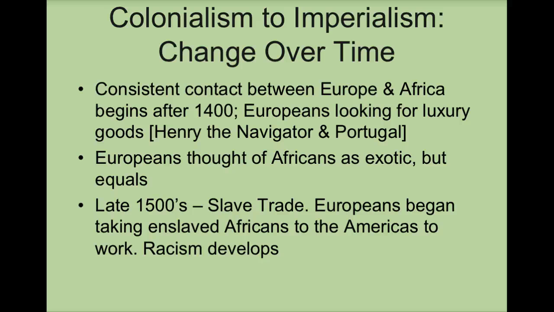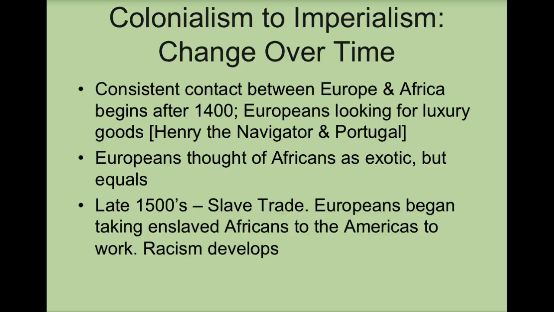In the beginning, Europeans perceive Africans as exotic. They're different. They have a completely different culture. It's very foreign to Europeans, but in no way do they see them as inferior. Instead, they see them as equals.